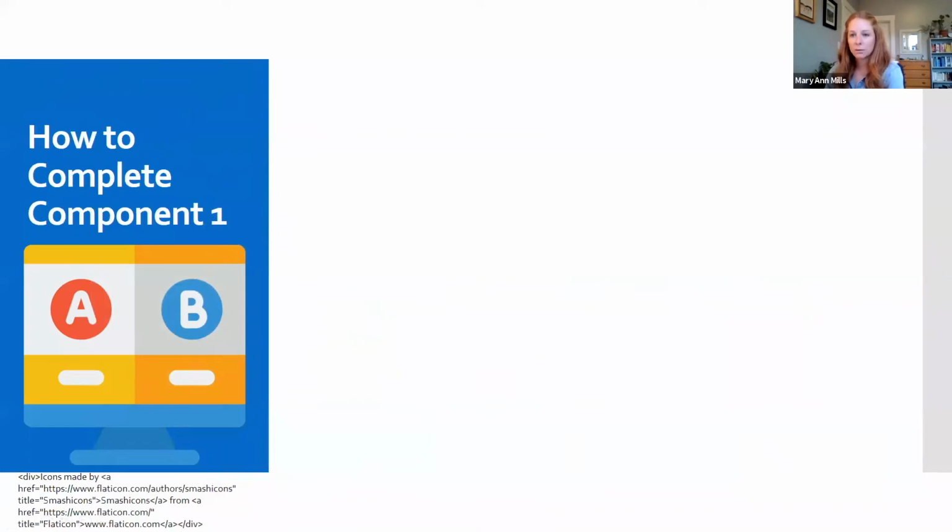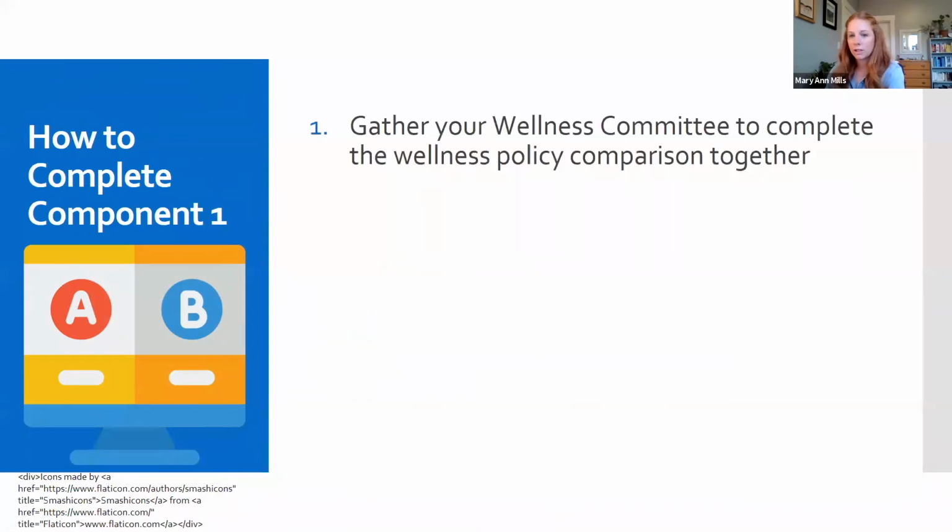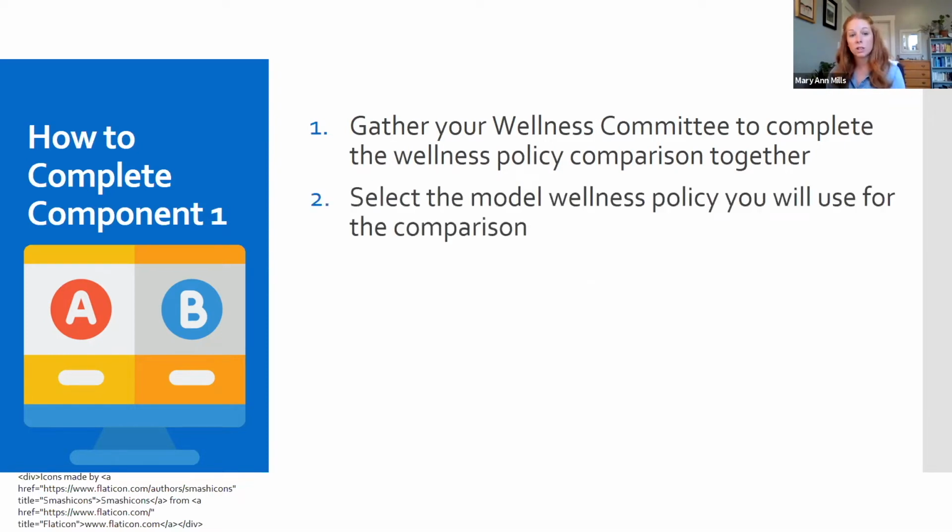Okay, so how to complete component 1. The first thing you really want to do is gather other folks from your wellness committee to complete this together. And we recommend, if you can, dividing it up into sections. So if you have nutrition education people in the room, they can take on that part of the wellness policy. If you have physical activity teachers, PE teachers, they could take on the physical activity piece, etc. So you don't have to do everything together. You can divide and conquer. And then what you're going to want to do is select the model wellness policy you want to use.